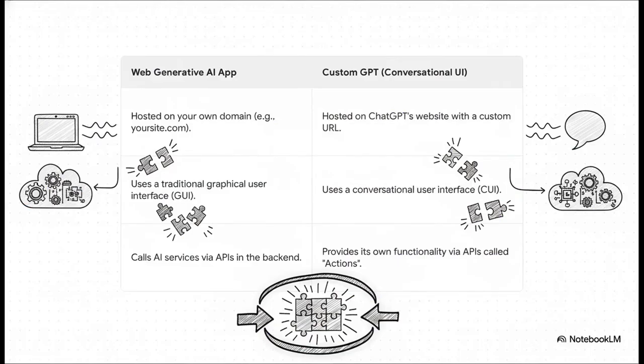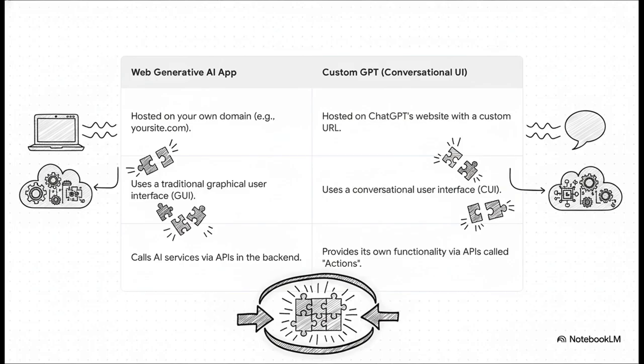Now, take a look at this. This really shows you the two main ways AI apps are being built today. On one hand, you've got your traditional web apps that call on AI services behind the scenes. And on the other, you've got new platforms like custom GPTs. But here's the key, the big takeaway. What's at the heart of both of them? APIs. They are the engine driving the entire modern AI ecosystem.